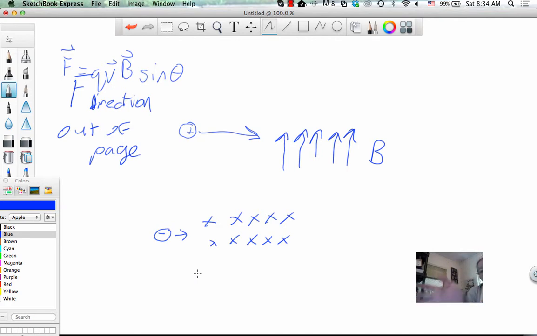So you hold your fingers in the direction that the charge is moving, and then you figure out how to rotate your hand so that you can curl in the direction of the magnetic field. And then, so this way, and then I curl this way. My thumb is pointing up towards the top of the page.